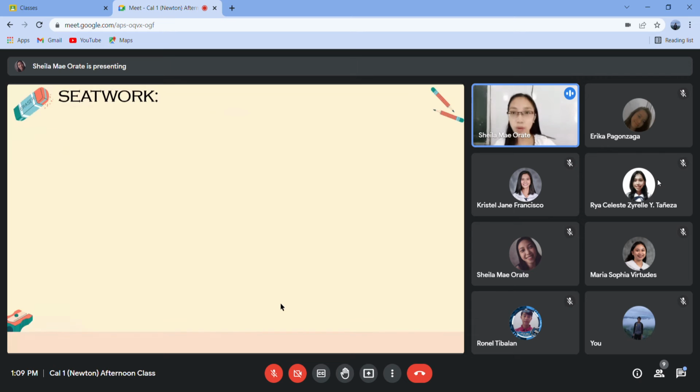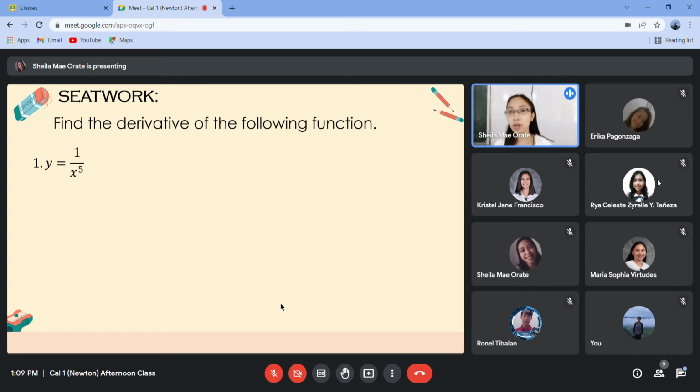Okay. So, we have here our seat work. Now, we have to find the derivative of the following function. So, we are going to apply here the power rule for n is less than 0. So, I want you to answer this function. You have to get the derivative of 1 over x raised to the power of 5. Okay? Let's see if you still remember how to solve using the power rule.